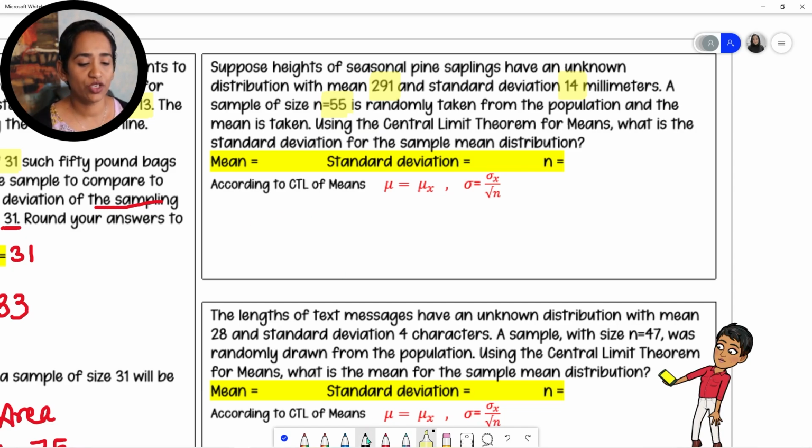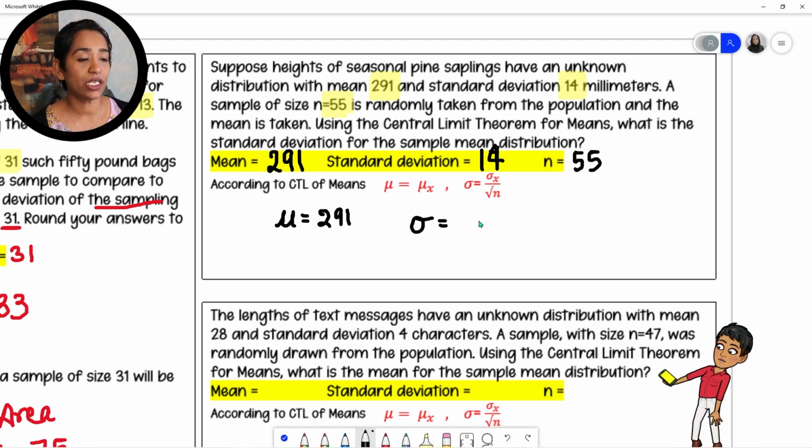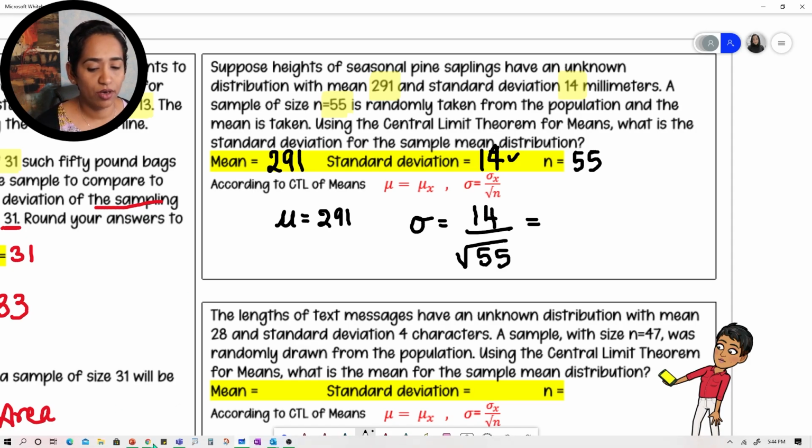And again, I know what central limit theorem is. It doesn't matter what distribution you give me. According to central limit theorem, my mean here is 291. Standard deviation is 14. Sample size is 55. And according to CLT, the mean of the sampling distribution is the same as the mean of the sample. The standard deviation of the sampling distribution is the standard deviation of the sample divided by square root of 55. And I gotta plug it in.